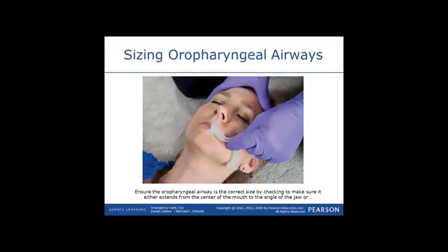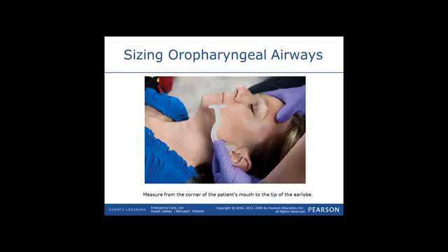So, to size this, you're going to measure from the corner of the mouth to the tip of their earlobe, okay? Or the corner of the mouth and follow their jawline until it gets to the tip of their earlobe. So you want the device that goes from there to the earlobe. That's the right size. Make sense? Pretty easy. That'll be on more tests than you can imagine. It's a horrible picture. That's the right size.